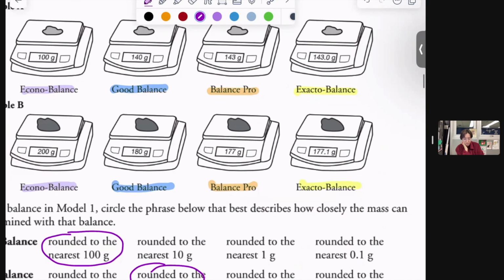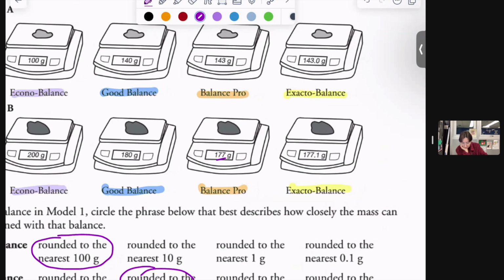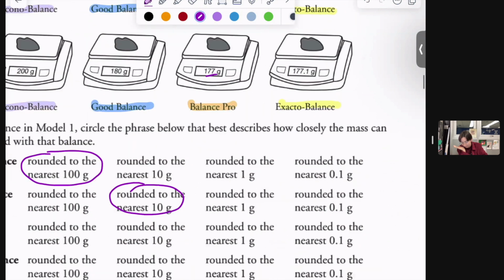Got balance pro. We added another digit, so now we got 177 and 143. So what digit are we rounding to in this one? We're rounding to the nearest gram in this one.